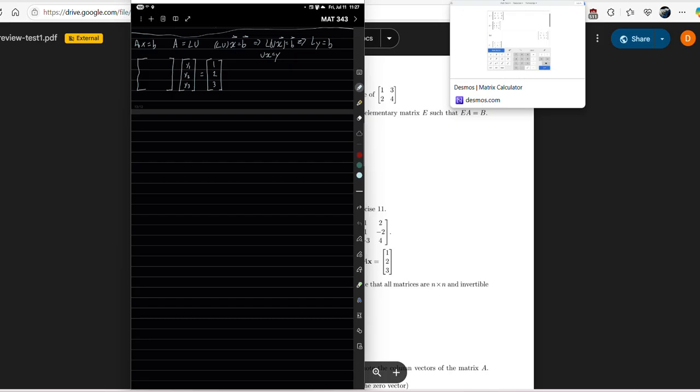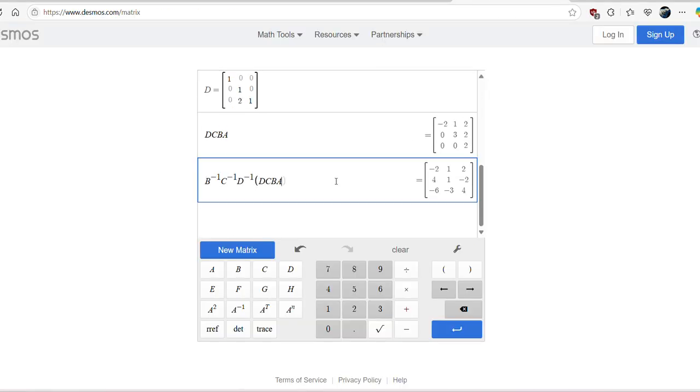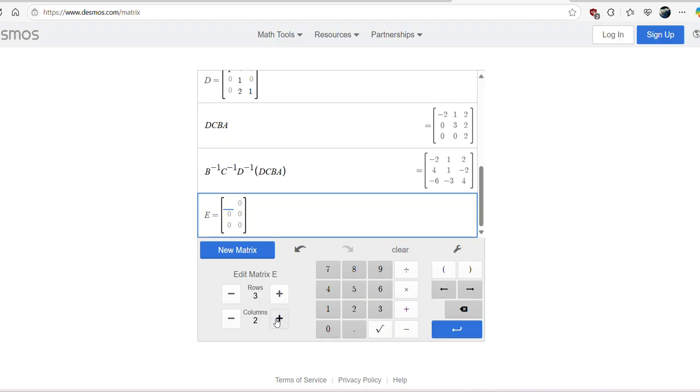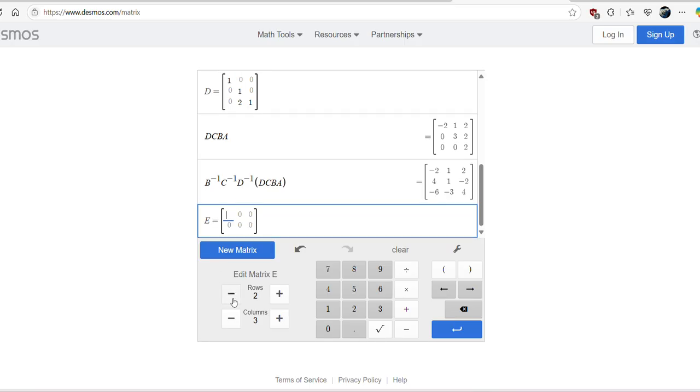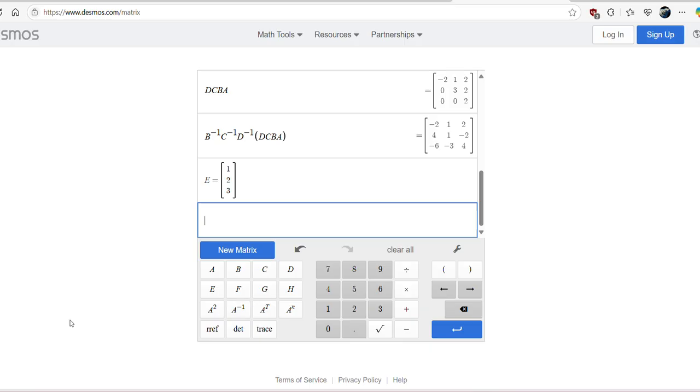Now, coming back to Desmos, you already have it written right here. So make a new matrix, no, actually, this is going to be the vector. This is our vector B. So it's going to be 3 rows, 1 column. This is 1, 2, 3. Go to the next line.